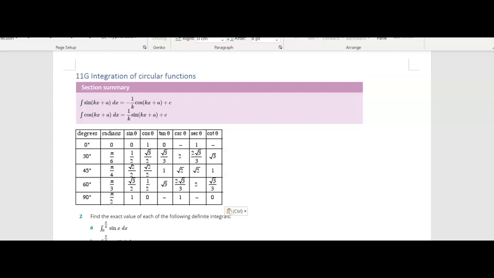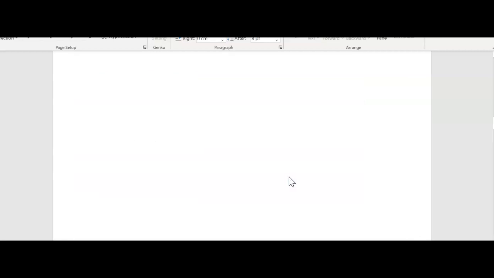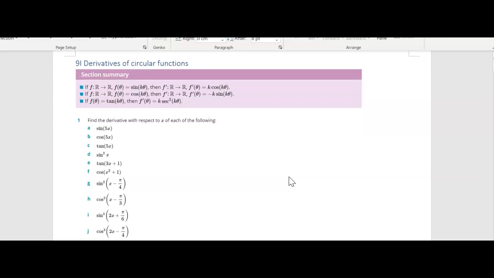Hey everyone, in this video we're going to look at integration of circular functions. So I'm just going to scroll up and show you the derivatives of circular functions. So remember, antidifferentiation is basically just the opposite of differentiation. So if you can understand the derivatives of circular functions, then the antiderivatives aren't really that hard.